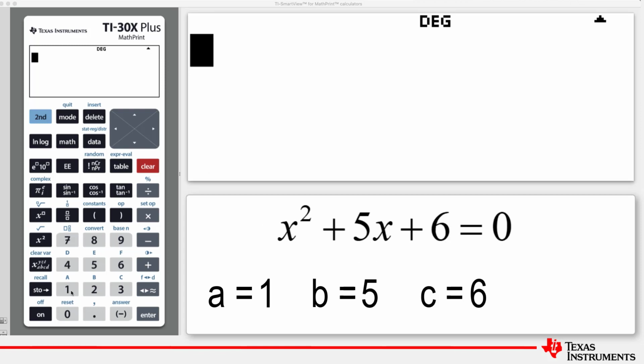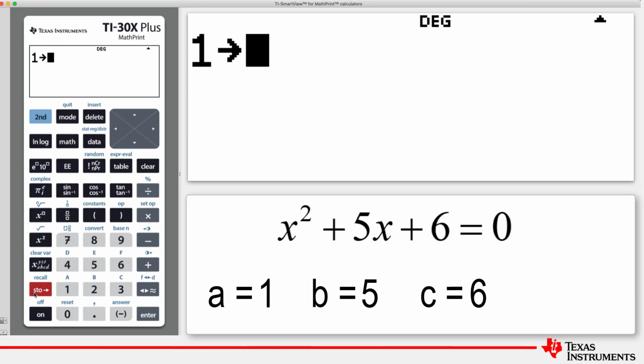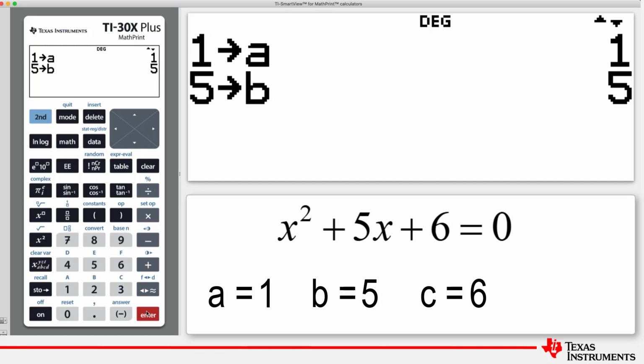Starting with a equals 1, press 1, the store variable key, and tap through the multi-tap key until you reach the desired variable, which is a in our case. Let's do the same with b equals 5: 5, store variable, cycle through until you reach b, store it. Last one, and now we have c equals 6.